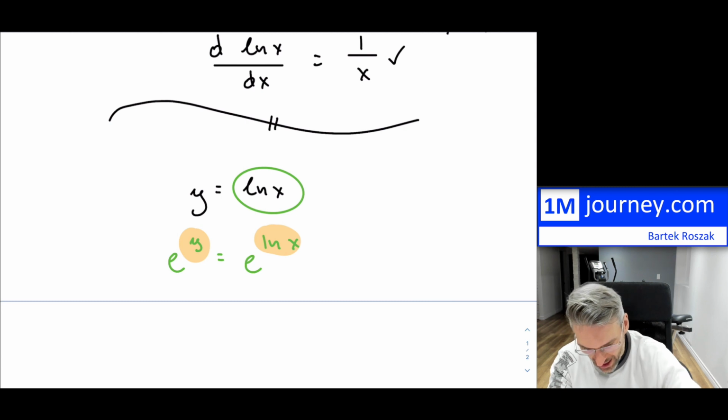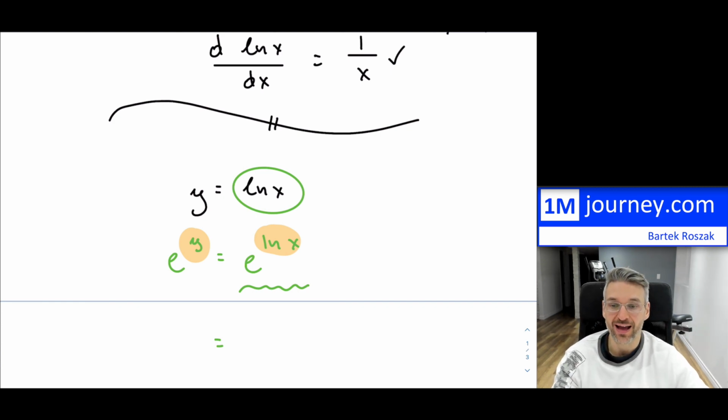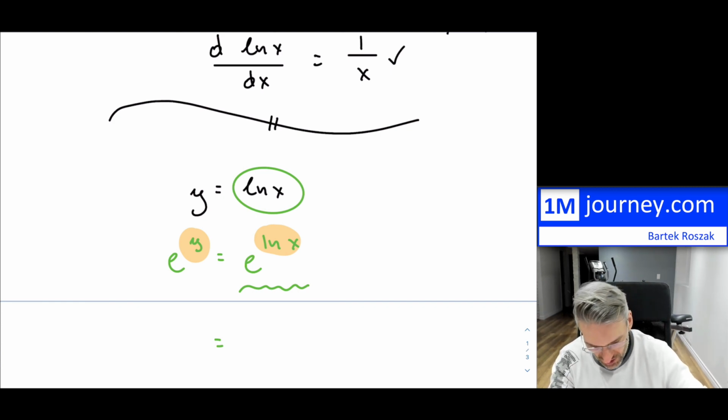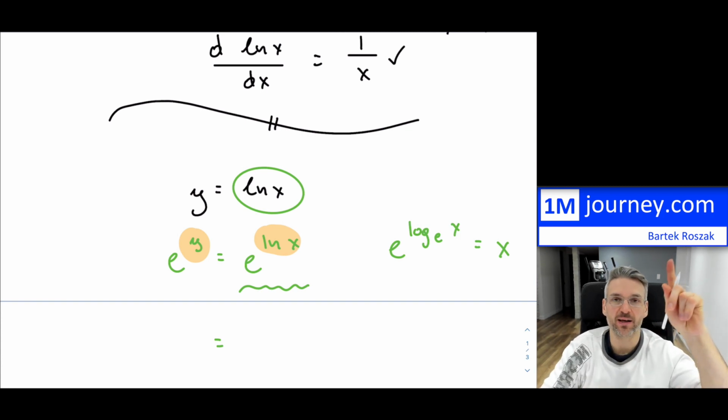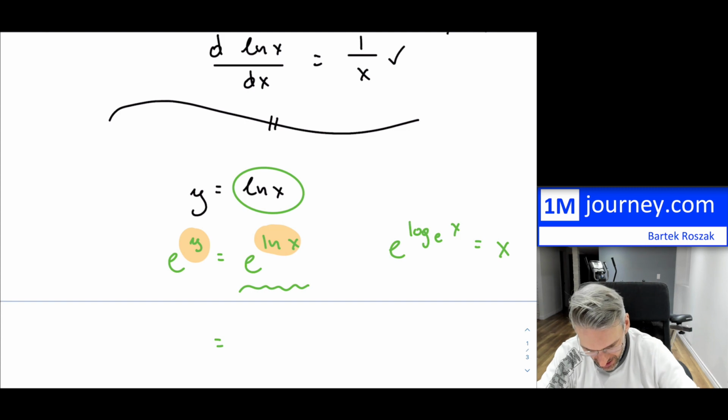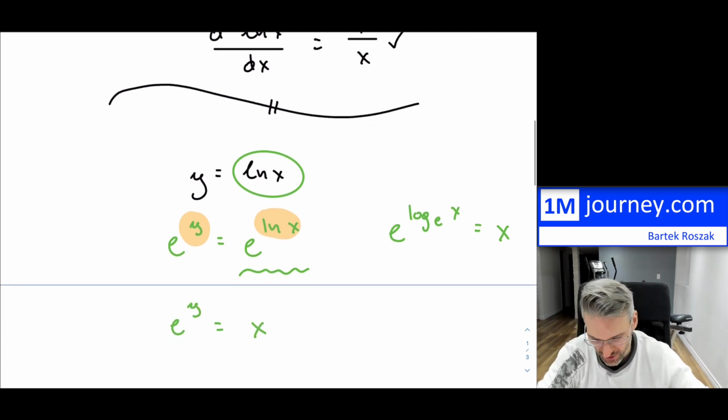Now, if I do that, then this is going to drop off on us because e to the ln x is nothing else but e to the log base e of x, and we know that this is simply equal to x from our properties. So those are our log properties. I can put up a link above for you to the log properties in general, but this is just a simple log property. So this really is just e to the y, and then I have my x which falls off.